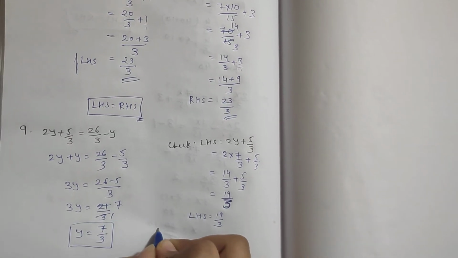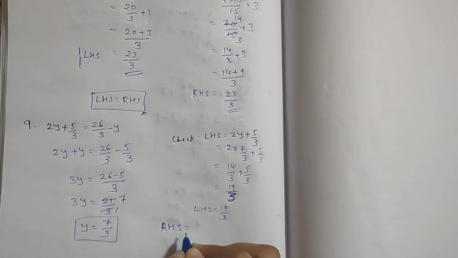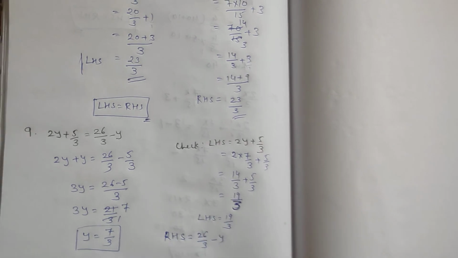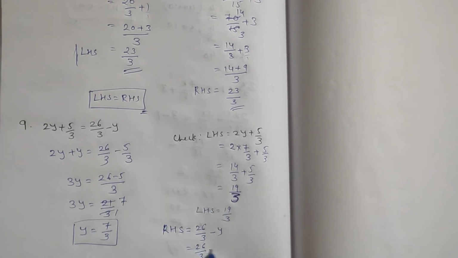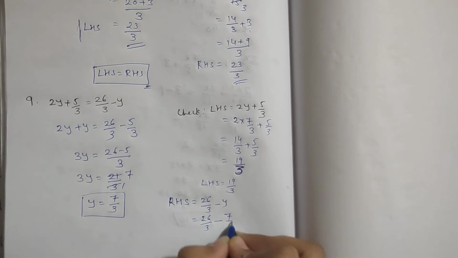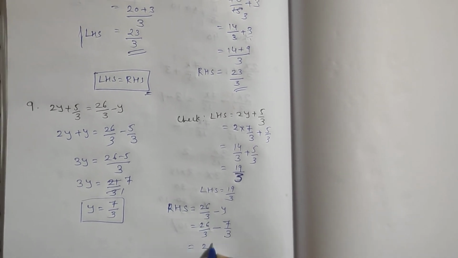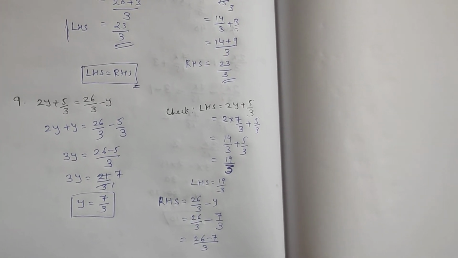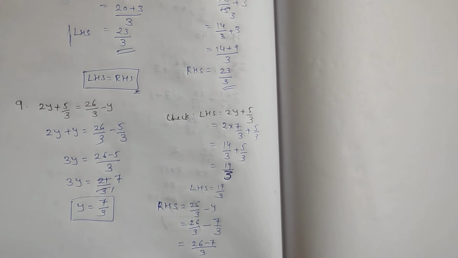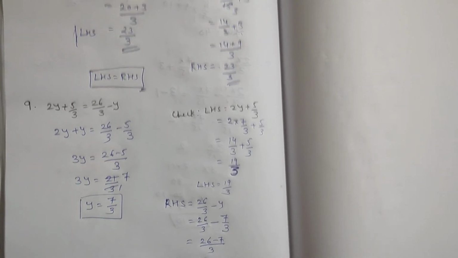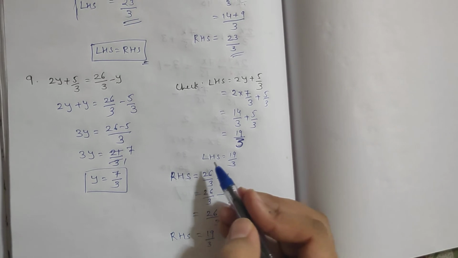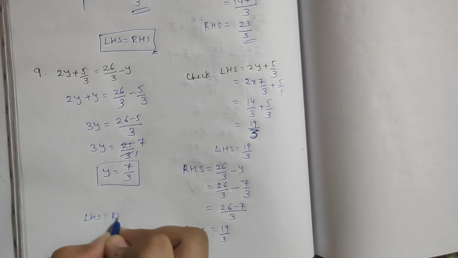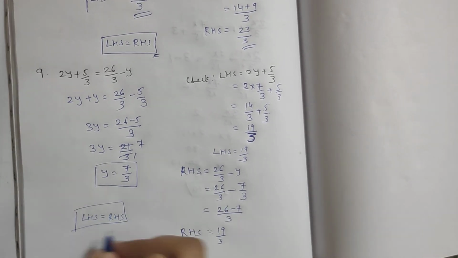Now let us see what is our RHS. Okay, our RHS is 26 upon 3 minus y. Now what is y? Our value of y is 7 upon 3. So it will be 7 upon 3. Now denominator is same. So 26 minus 7 upon 3. So 26 minus 7, that is nothing but again 19 upon 3. This is our RHS. So here we'll find that again LHS and RHS both are same. So we can say that LHS is equal to RHS. So hence our solution is correct.